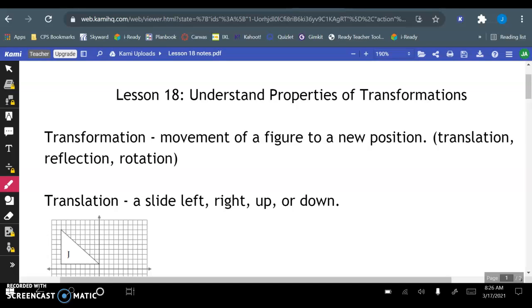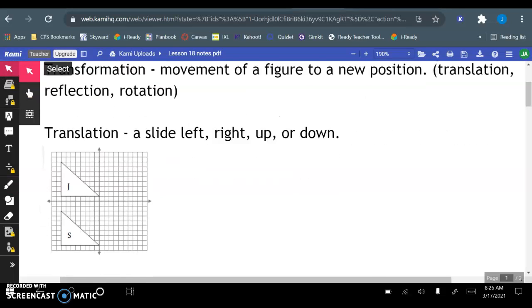For lesson 18, we are going to talk about the properties of transformations. A transformation is the movement of a figure to a new position. There are three different transformations: translation, reflection, and rotation. The first one we're going to talk about is a translation.